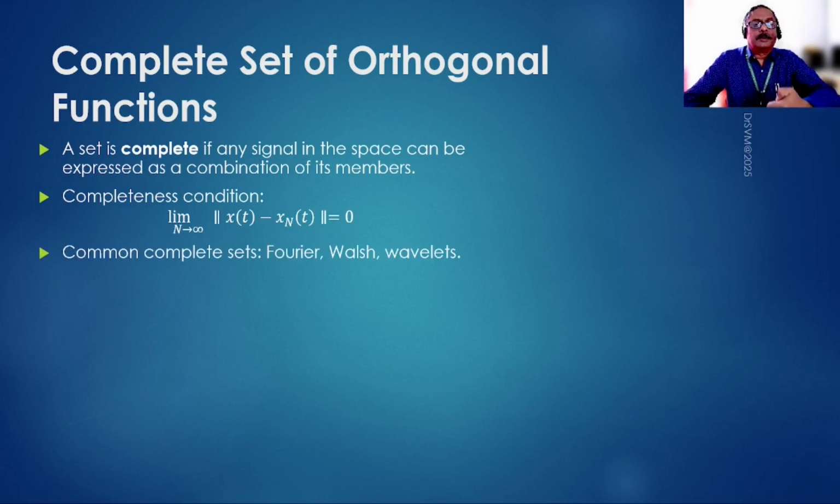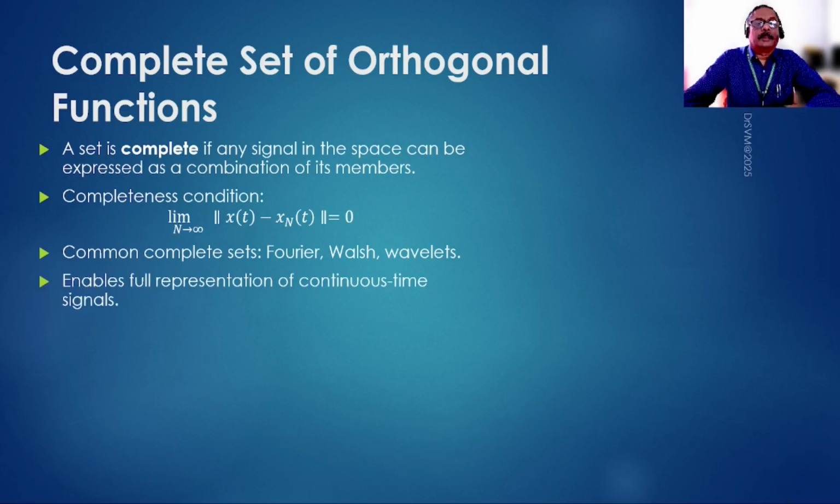The common complete sets that we usually come across in signals and systems are the Fourier set, which is a set of sinusoidal and cosinusoidal functions and their integral multiples; then Walsh functions, which are the rectangular versions of those; and wavelets. So these are some examples.